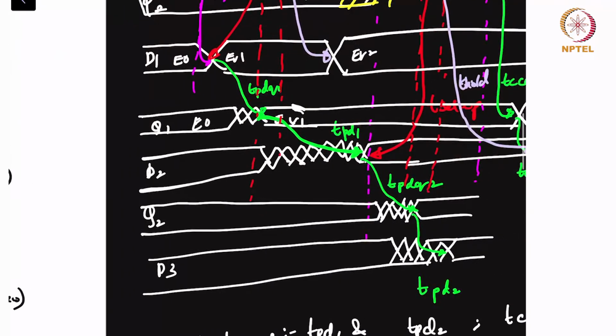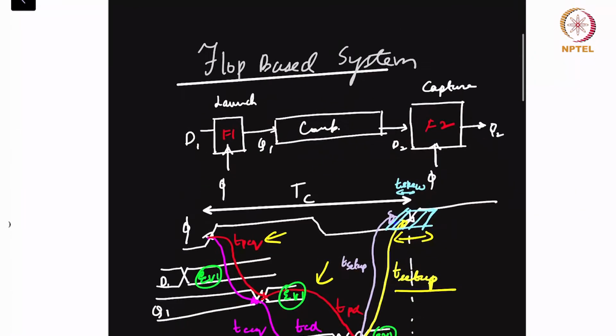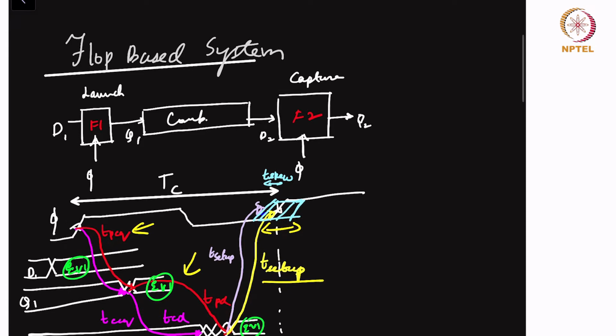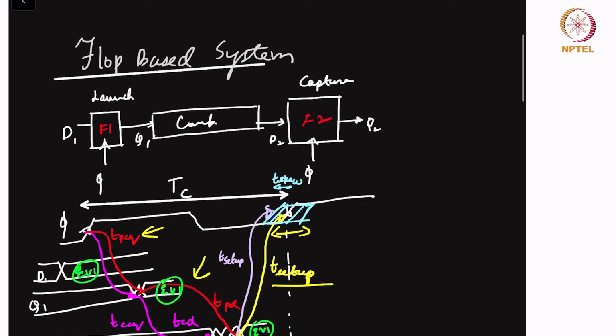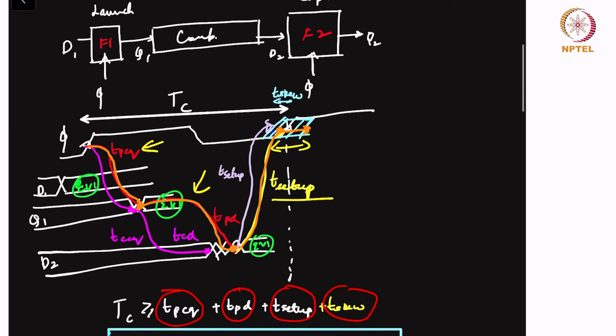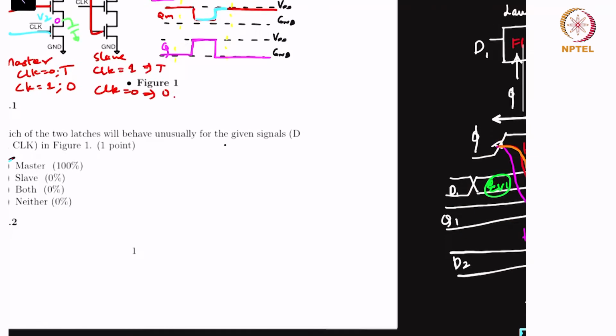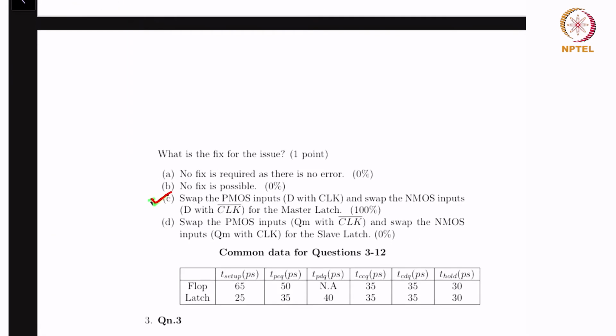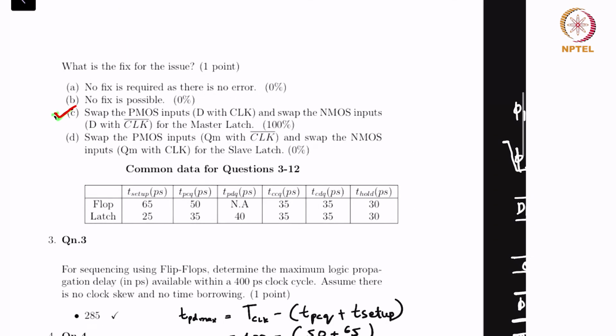Let's look at a flop-based system first. In a flop-based system, the total TC is greater than or equal to TPCQ plus TPD plus T setup plus T skew. That is the values here: TPCQ, then from here TPD, then T setup and T skew. Now you can see that TPD is the expression shown in this blue box. Using this expression for TPD, we find out the max TPD as T clock minus TPCQ plus T setup. Hence the answer for 3 is 285 picoseconds.